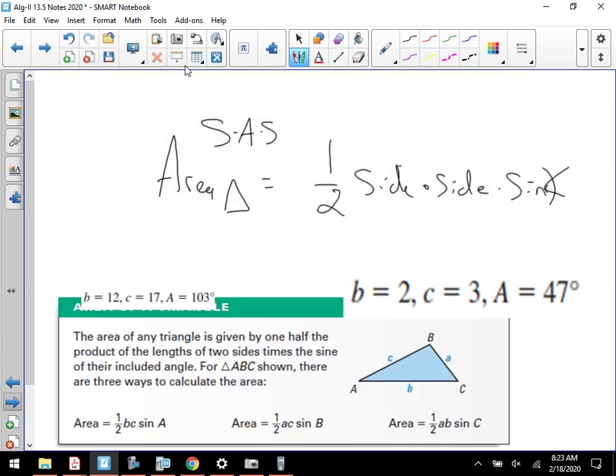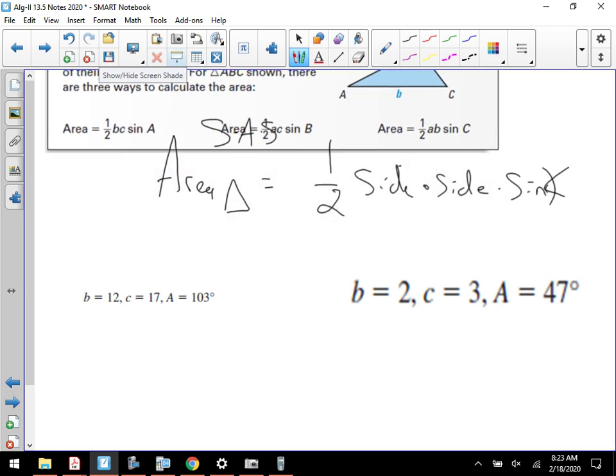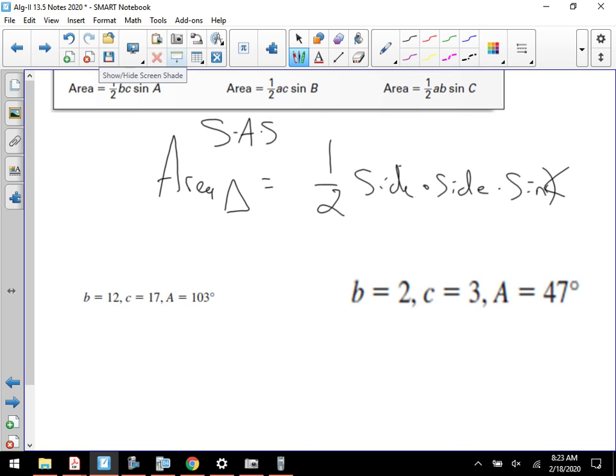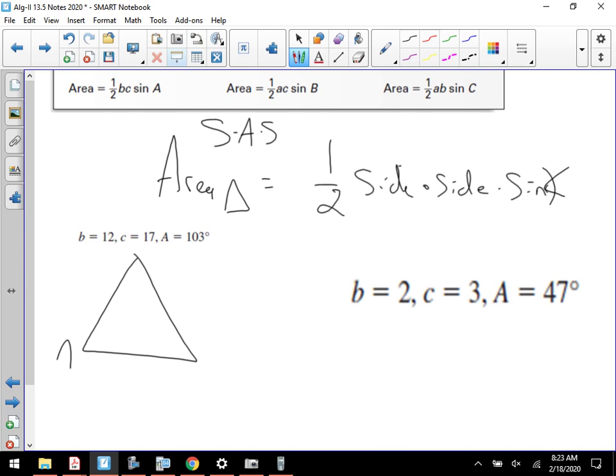All I want you guys to remember is that if you have side angle side, which is what this is, so if I draw my picture here, A, B, C, I have little b at 12, little c at 17, and A at 103. See how that's side angle side? All I have to do is 1/2 side, side, sine of the angle. There's my area.